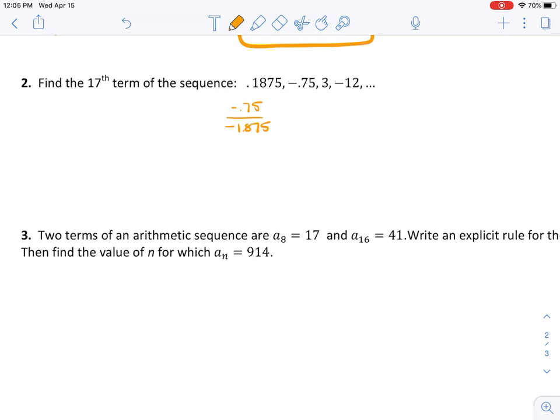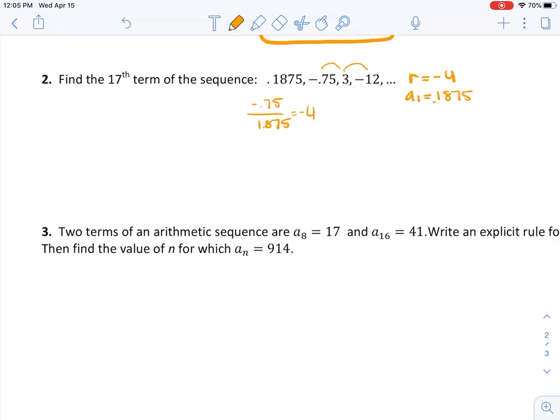All right, I get that is, this was positive right here. Here we go. So this is negative 4. So then I'm going to check here. Is negative 0.75 times negative 4 3? Yes. Is 3 times negative 4 negative 12? Yes. So my ratio is negative 4, and my first term is 0.1875.